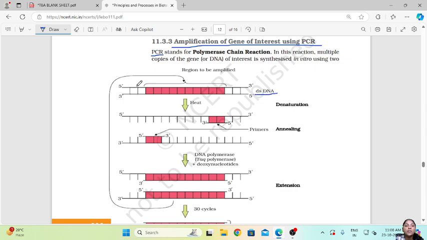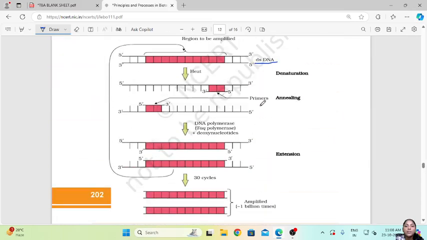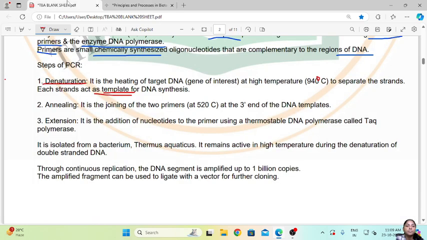So here we can see first is the denaturation. First we have the double stranded DNA, then we heat the DNA at high temperatures. So the denaturation occurs, that is this strand and this strand separate. As you can see, this is one strand and this is the second strand. So the two strands are separating during denaturation.